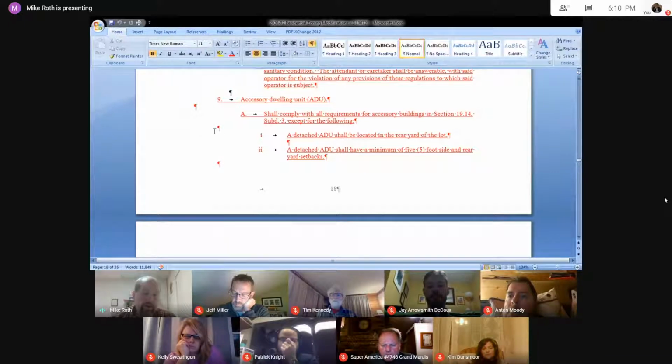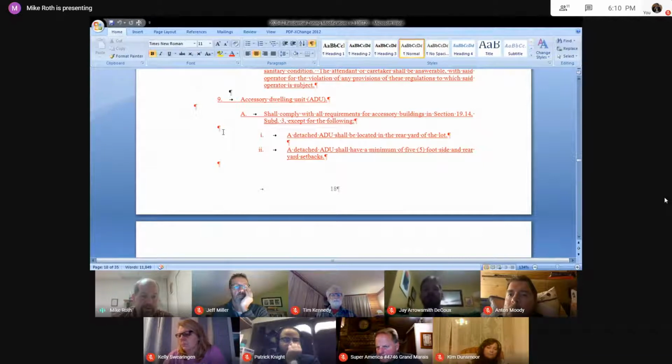So we've had a lot of these existing, but the pathway to build one has never been clear. Our ordinance has never done a good job of defining what it is, where we want them, what the requirements are to have them. And so now we're doing that. So we're first saying they have to comply with all the requirements for accessory buildings. And if we need to go back and look at that, we can.